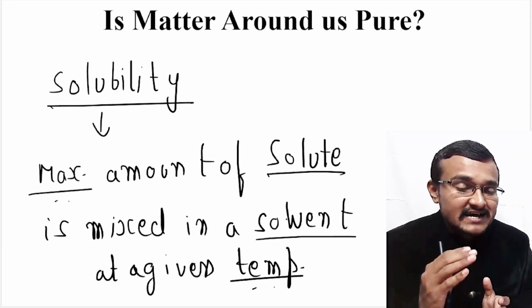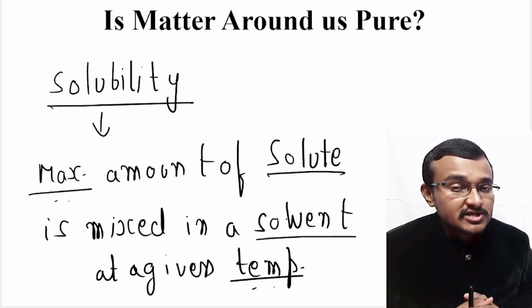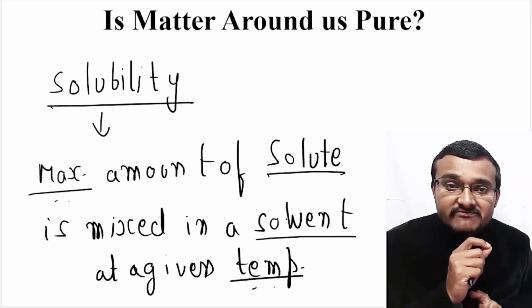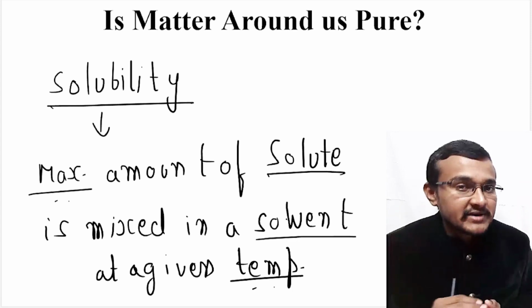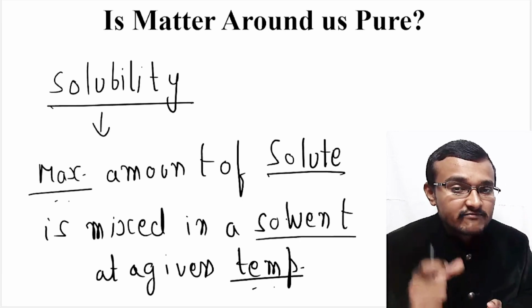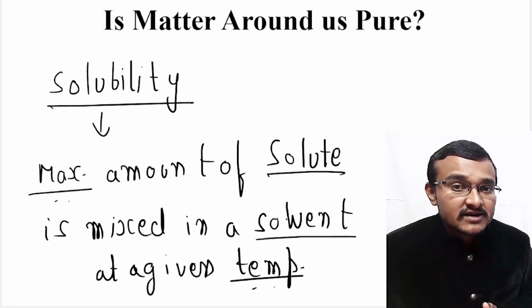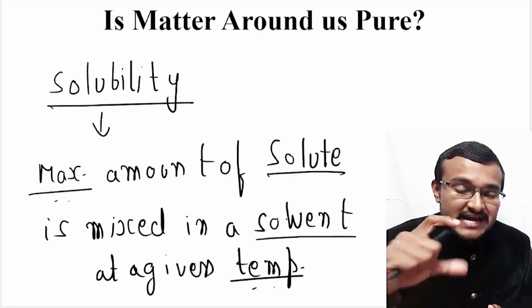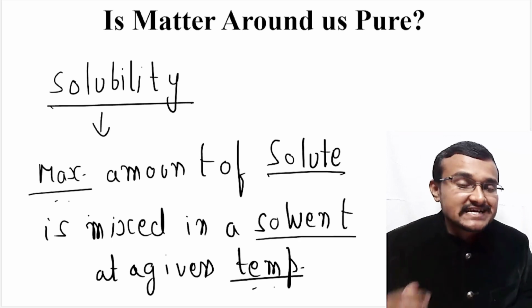That means after the solubility point is reached, if you add more solute to that solvent, it will not dissolve. That solute will just form a precipitate in the solution. So the maximum ability of a solvent to dissolve a particular solute at a given temperature is the solubility of that solution, which includes both solute and solvent. So this is solubility.